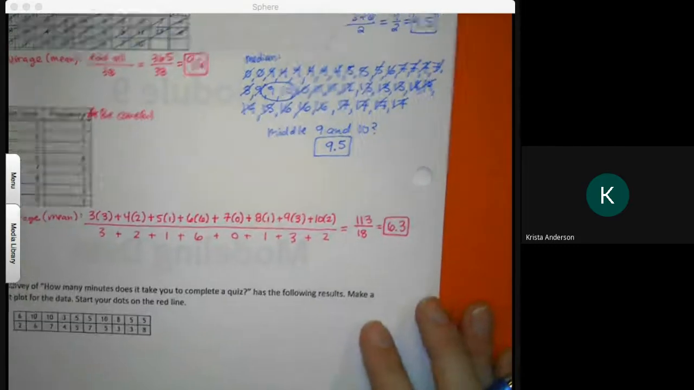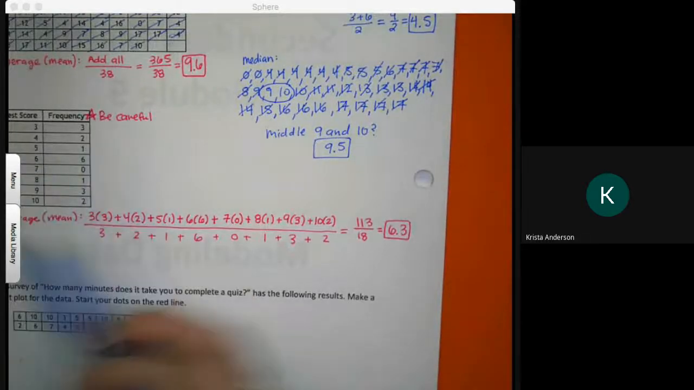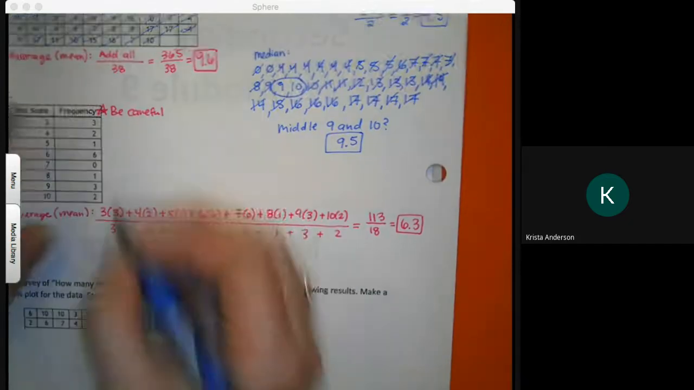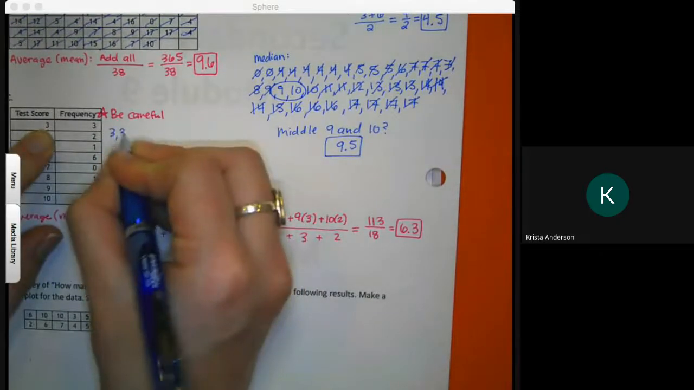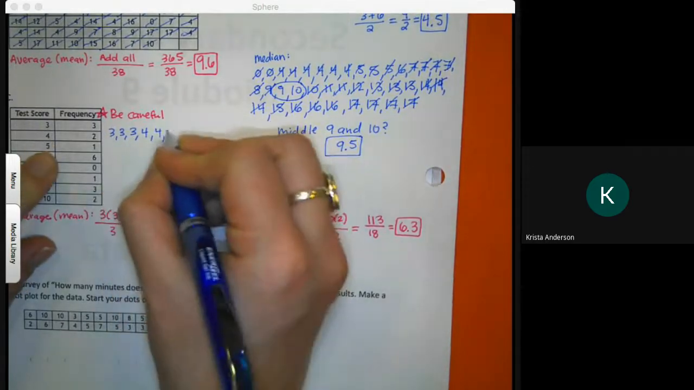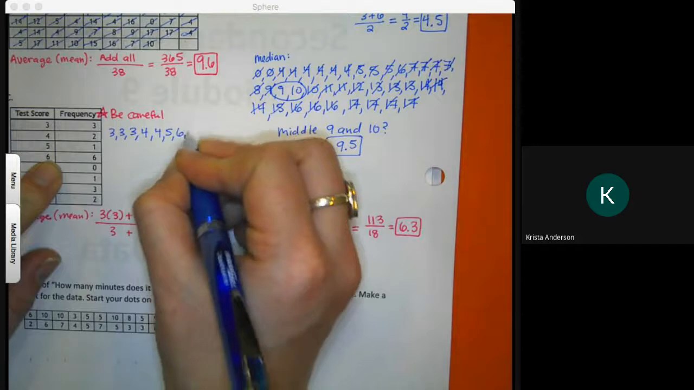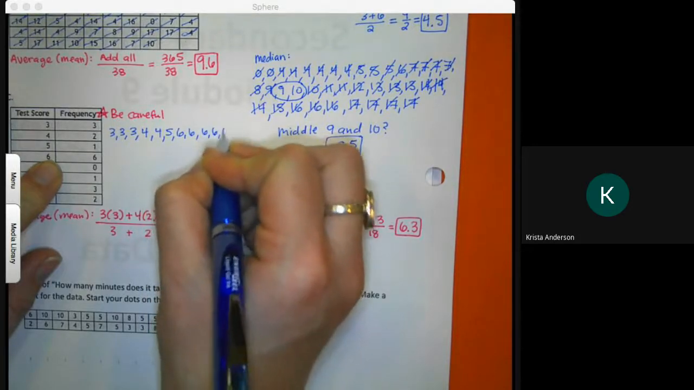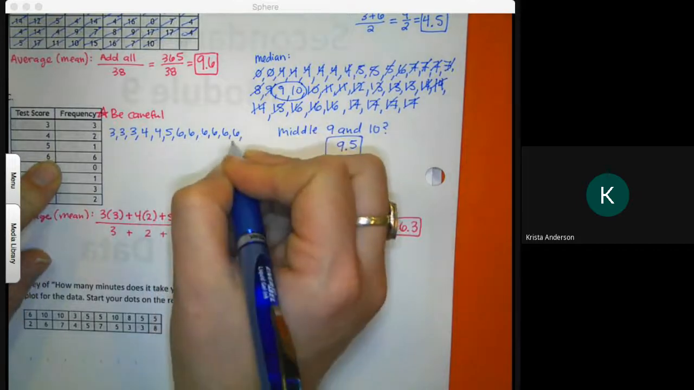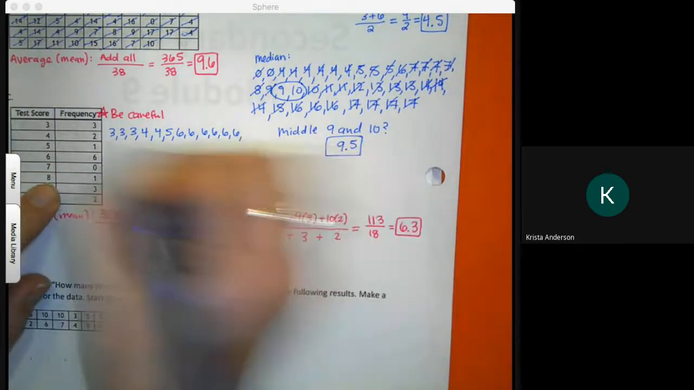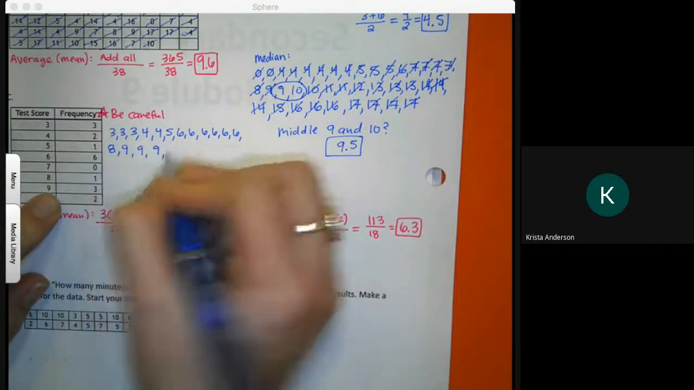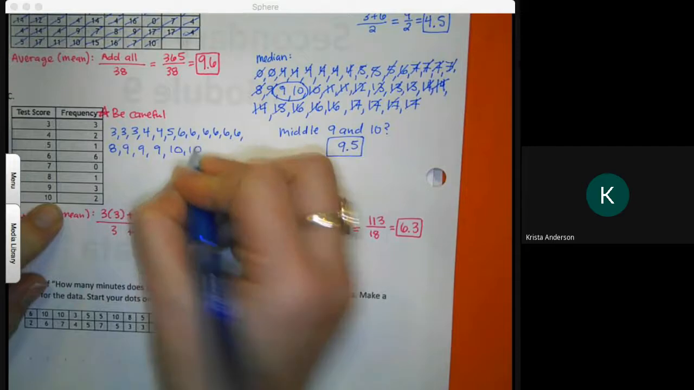All right, next section. There is a shortcut to do this one. It is a little bit difficult, so I'm just going to write them out. I would have 3, 3, 3, 4, 4, 5, 1, 2, 3, 4, 5, 6. No 7s. Then I have an 8, 1, 2, 3 9s, and 2 10s.